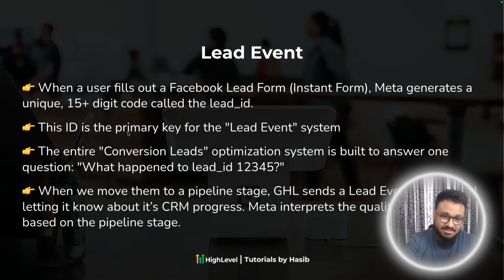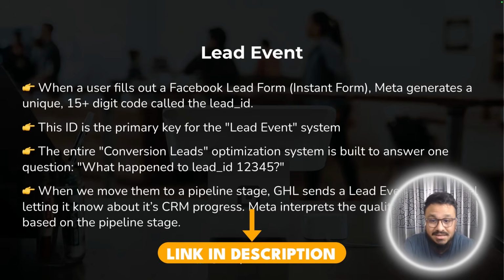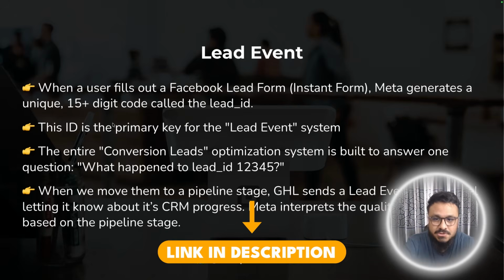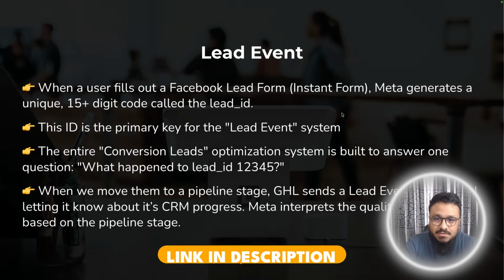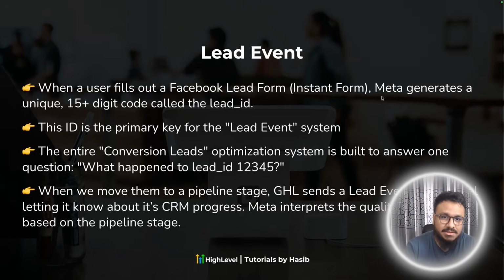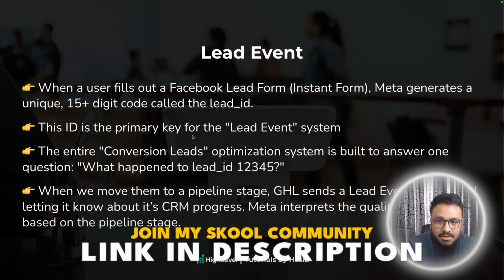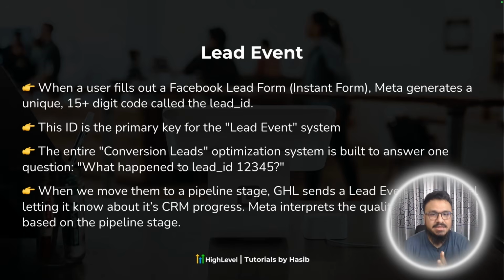This is all GoHighLevel's information, and I found it in the official Meta Conversions API document. I can actually link that in this video's description as well, so you can have a look. All they're saying is when a lead comes through from Meta using lead forms to GoHighLevel, a lead ID, which is a 15+ digit code, is generated, and this ID is the key when you're sending a lead event via CAPI. So the entire conversion leads optimization system is built to answer one question: what happened to this lead ID? So basically, you're sending a lead event to Meta from GoHighLevel saying that we have received this lead and this is the current status of that lead.